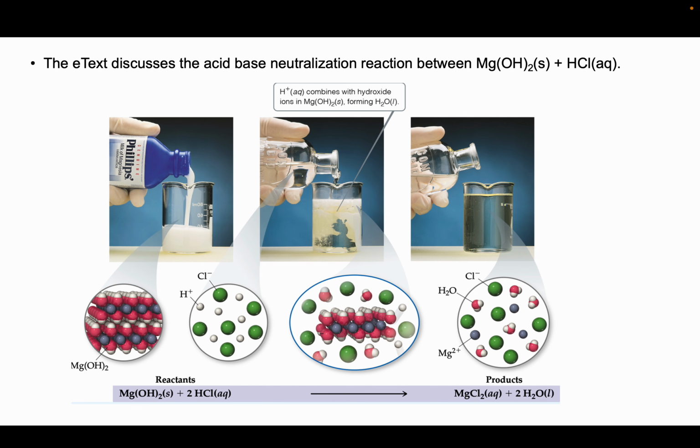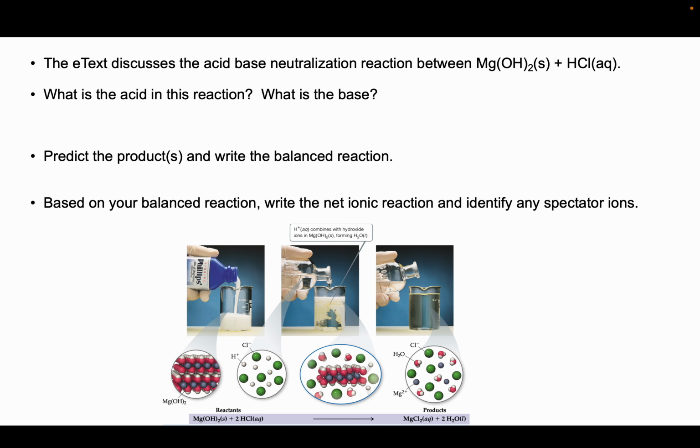The E-text discusses an acid-base neutralization involving solid magnesium hydroxide and hydrochloric acid. Here it's shown in a figure. Let's work through this one. What's the acid in the reaction? What's the base? What are the products? Can we get a balanced equation? And then finally, a net ionic equation.